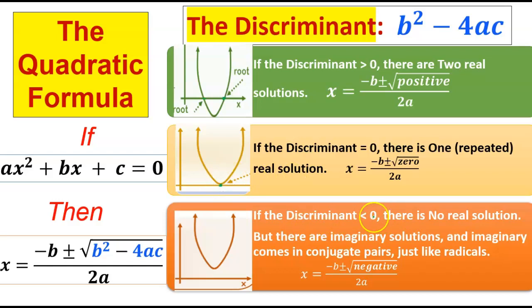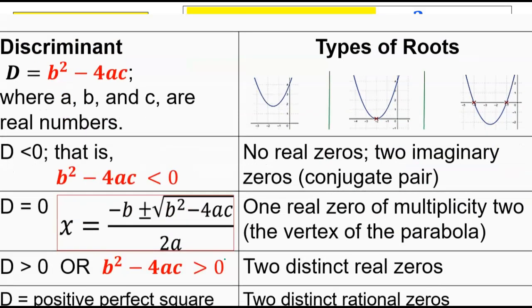If the discriminant is less than 0, meaning it is negative, then there are no real solutions. There are imaginary solutions, and the imaginary solutions must always come in conjugate pairs, so a complex number and its conjugate. And again, the graph is not touching the x-axis. So that's how you determine it.